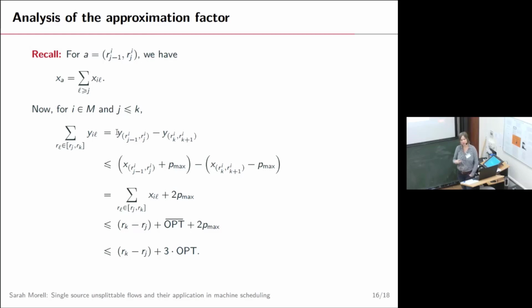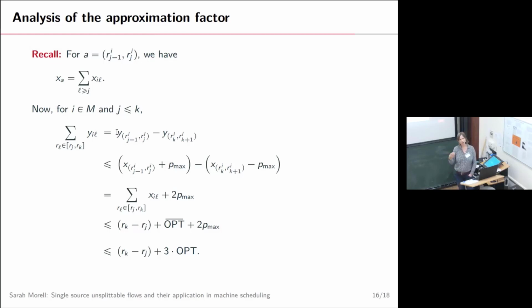Now, Xij was a solution of this LP relaxation. It corresponded to the optimum in our relaxation. So we know by this first constraint I was mentioning in the beginning that this is at most RK minus RJ plus opt bar. And Pmax is the maximum processing time, so it also is bounded by the optimal value. And the optimal value of the relaxation was also bounded by the optimal value, which means that now we know that this sum is at most RK minus RJ plus 3 opt.